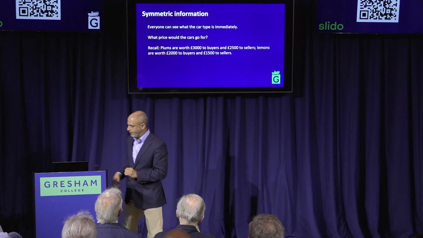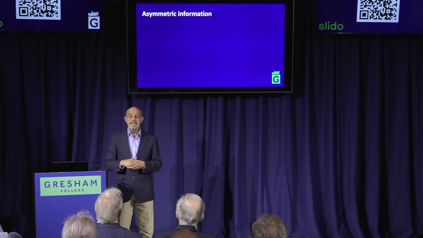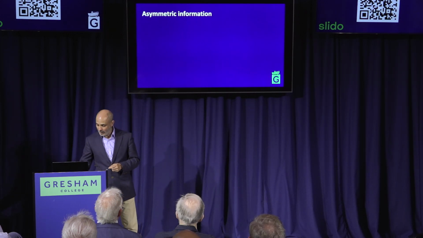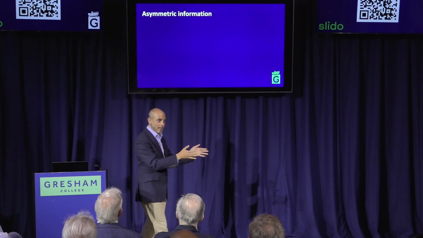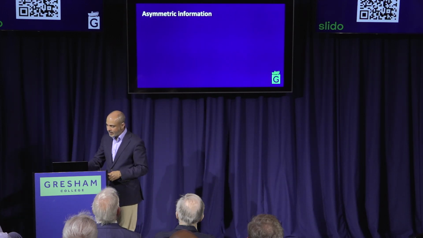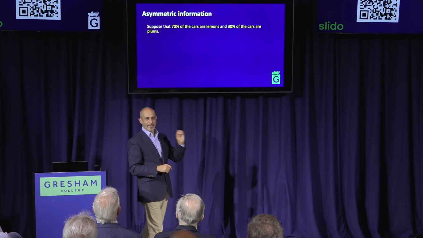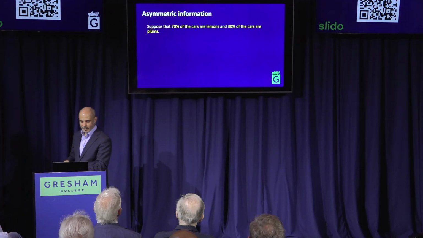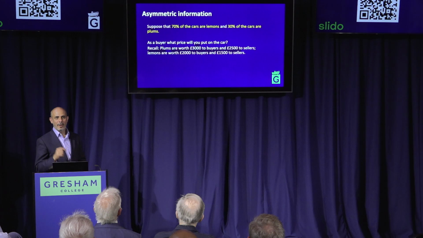All right? Fine. Now, let's introduce asymmetric information. I don't know whether this is a plum or a lemon. All I know is, based on the past, there is a 70% chance this car is a lemon, and a 30% chance that this car is a plum. That's all I know, based on statistics, based on history, based on MOT tests, whatever. But I don't know about this one. The seller knows 100% whether this is a plum or a lemon. So the question is, what price will you put on the car as a buyer?